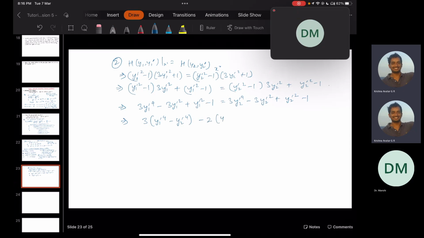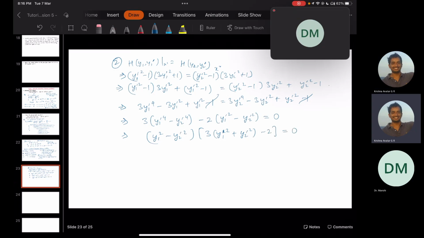So we'll have minus 2 y1. This cancels out, so we'll have minus 2 (y1 prime squared minus y2 prime squared) is equal to 0. So we'll take this out as a factor, and this gives us (y1 prime squared minus y2 prime squared) times (3 (y1 prime squared plus y2 prime squared) minus 2) is equal to 0, isn't it?